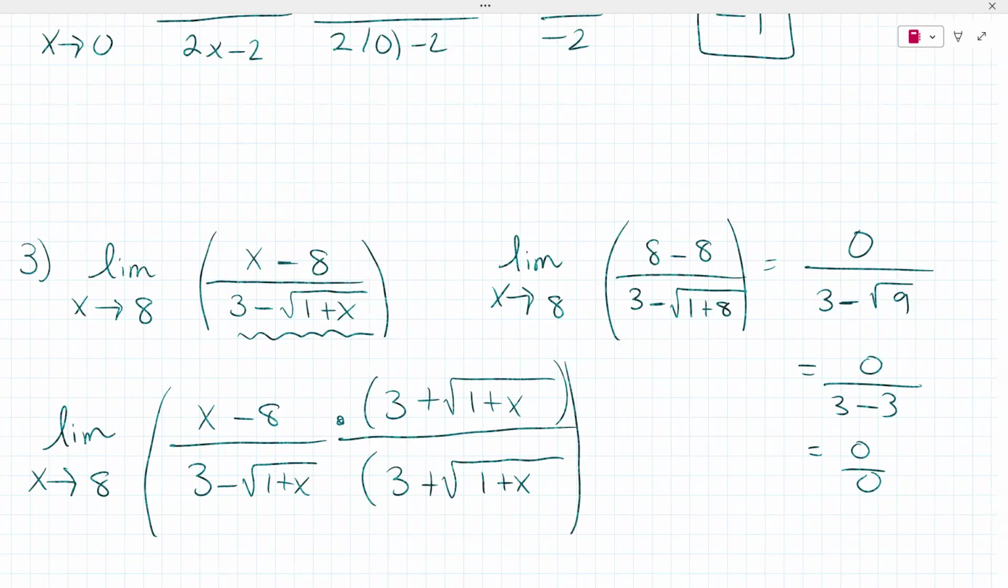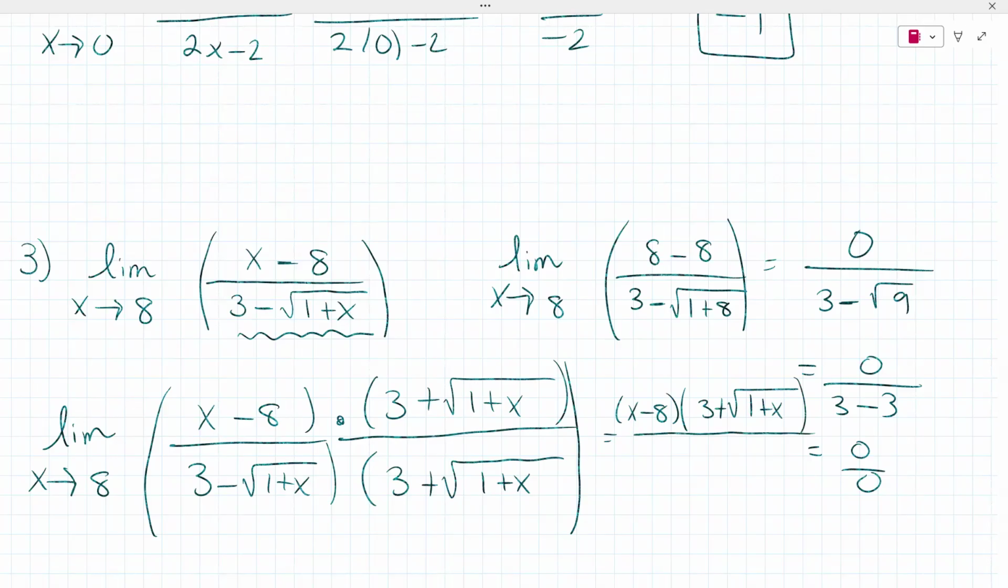And what would I do? I would not FOIL out the top. I would just leave it as it is. You'll see why. So just leave the numerator alone. It's really x minus 8 times 3 plus the square root of 1 plus x, right?